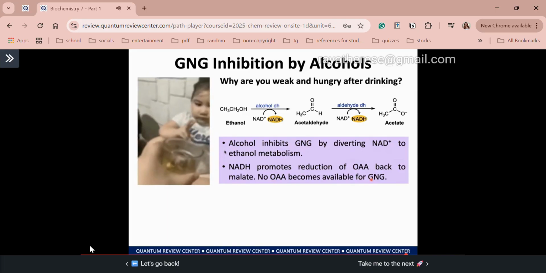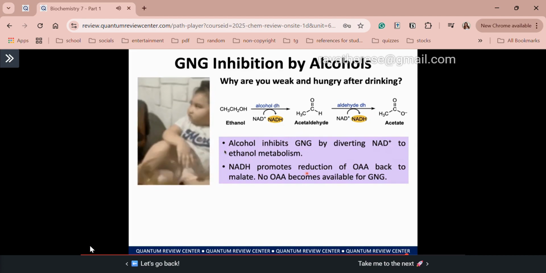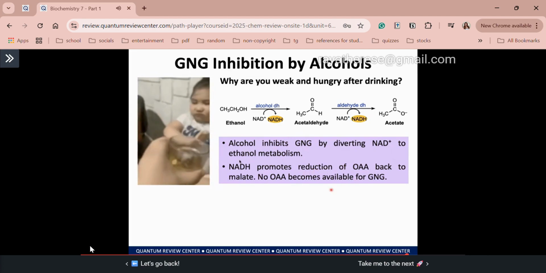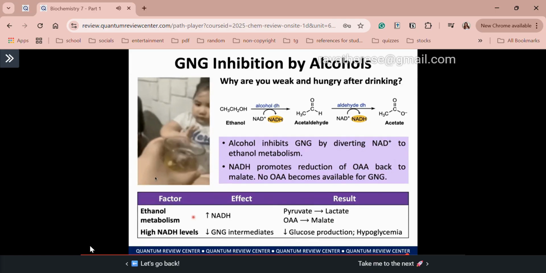That's why we are weak and hungry after drinking. Our brain tricks us that we are actually full when we are drinking alcohol. Alright, so one of the key consequences here again is the inhibition of gluconeogenesis. So here is the summary. Our ethanol metabolism has the effect of increasing our NADH production.